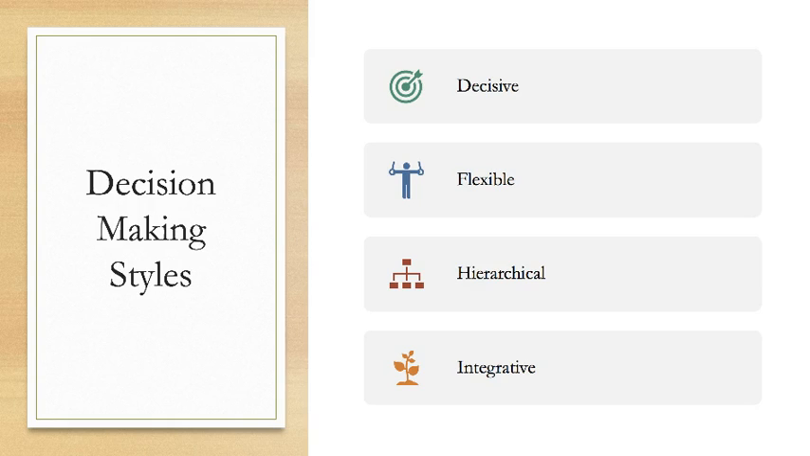A decisive decision-making style means that you use minimal data, resulting in one decision. So it's kind of one of those on-the-fly decision-making styles. Flexible means that you have limited data resulting in several options. Hierarchical is lots of data and still one option. So you get lots of opinions, lots of ideas, and you come up with one best solution.